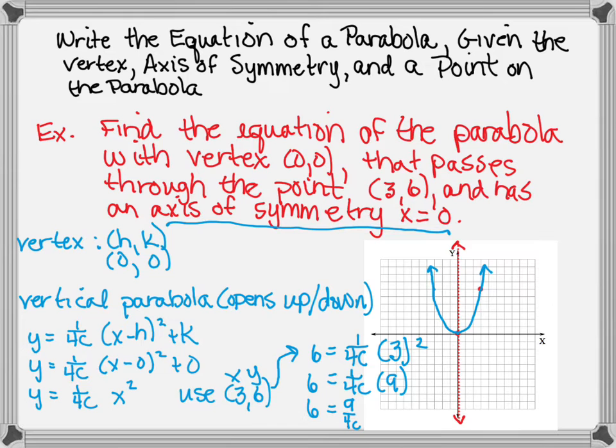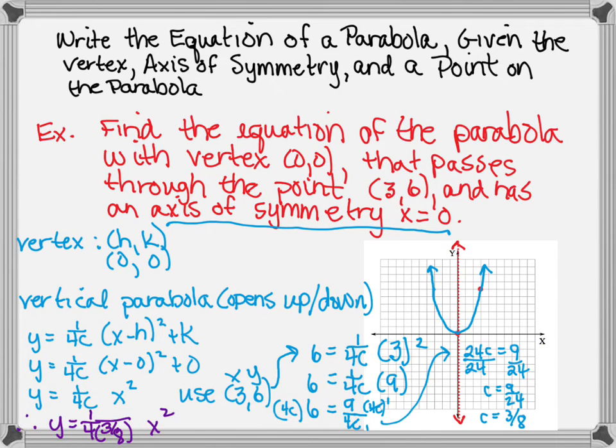So if I multiply both sides by the LCD, which is 4c, we get 24c equals 9, and divide both sides by 24. c is 9 over 24, or 9/24. And if I simplify this, we get c is 3/8. So then, let's substitute that into our equation. y equals 1 over 4 times 3/8 x squared. And if I simplify that, I do get y equals 2/3 x squared. And that's the equation of our parabola.